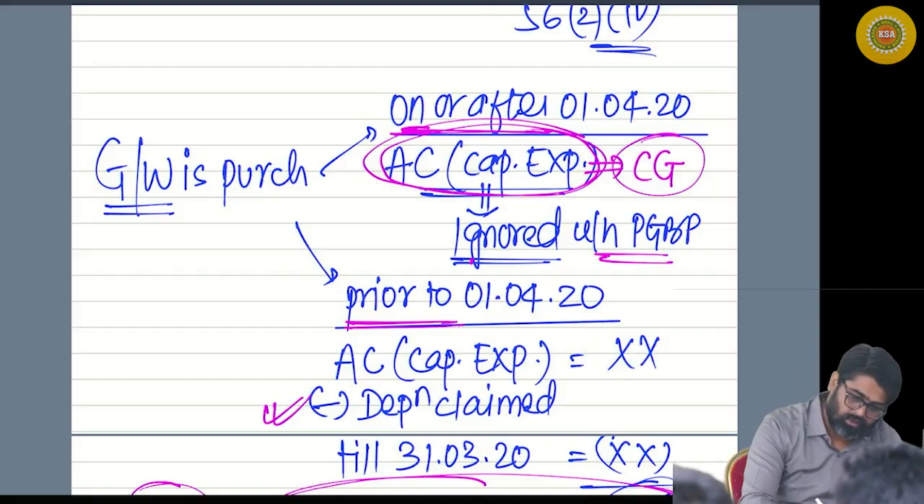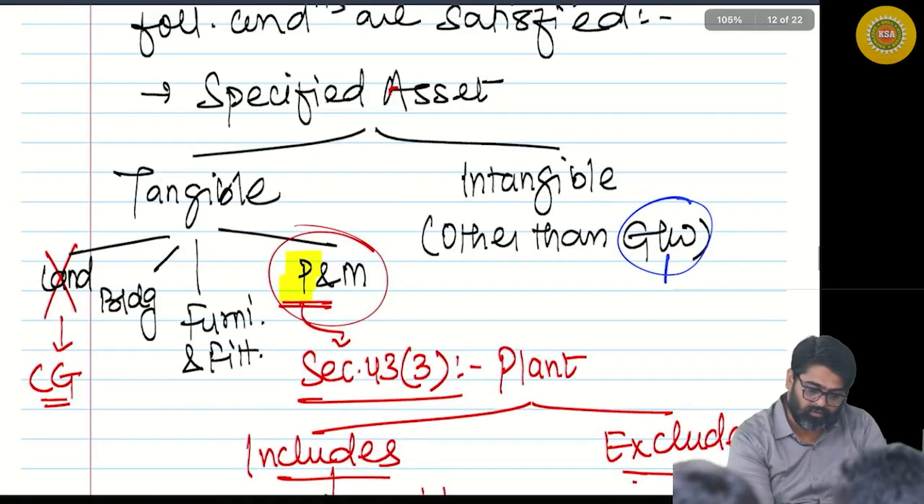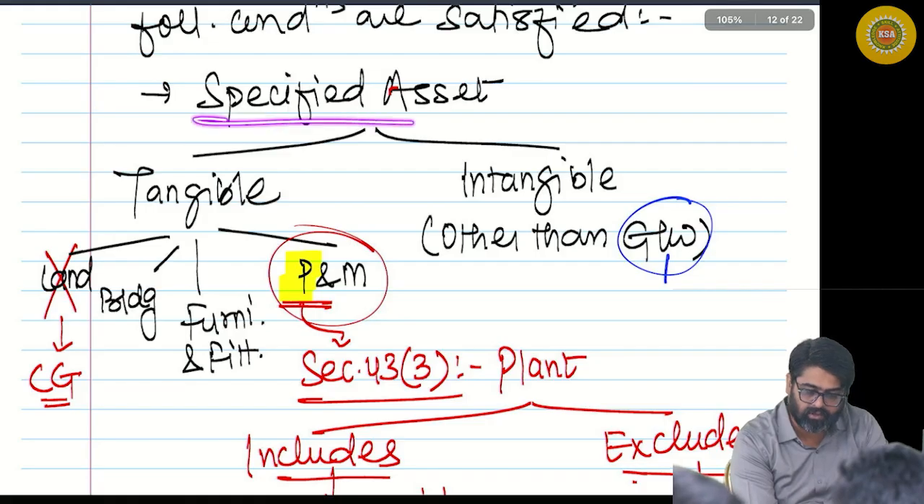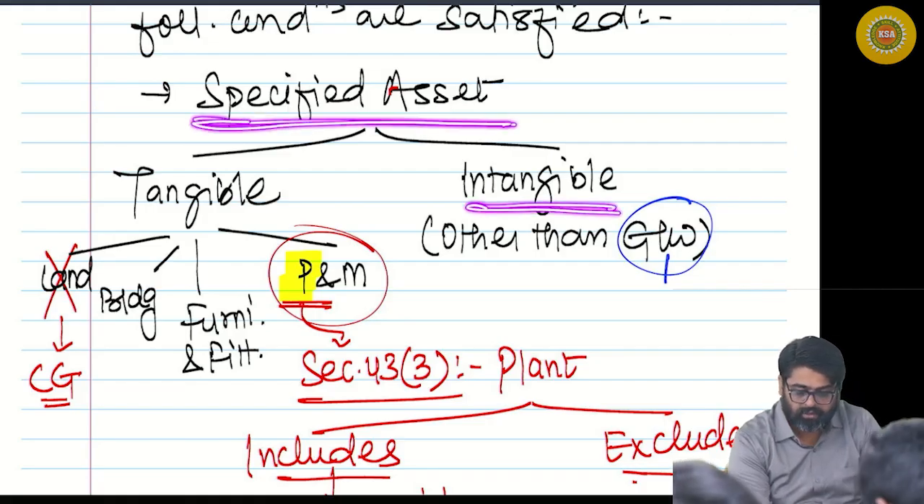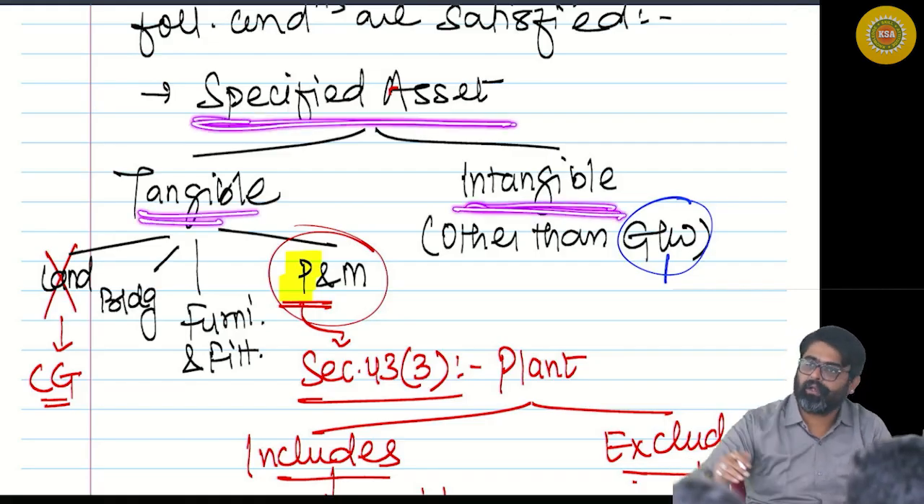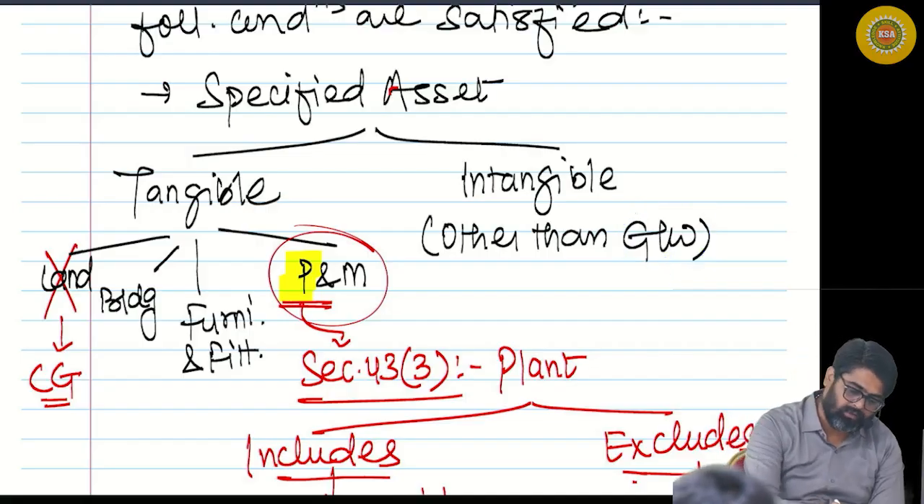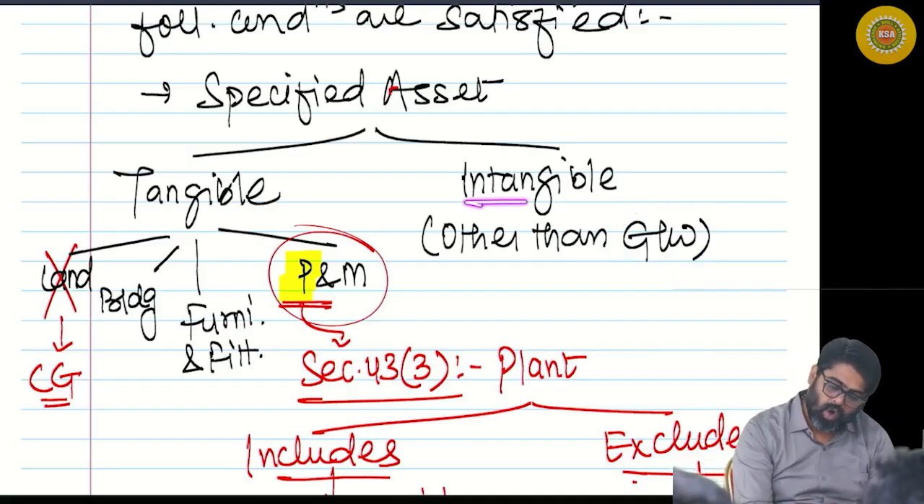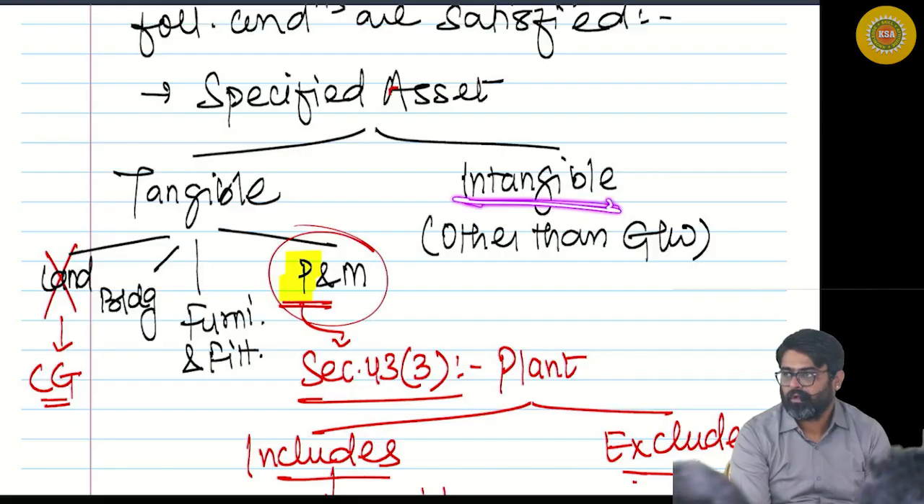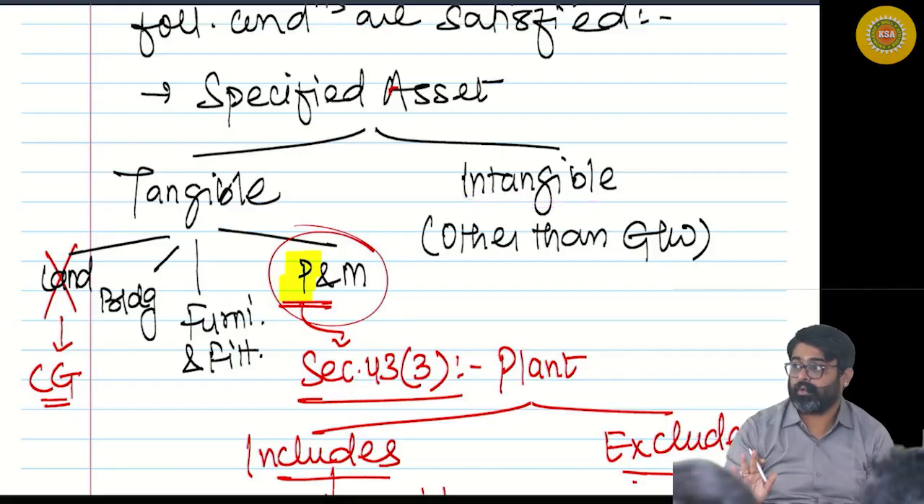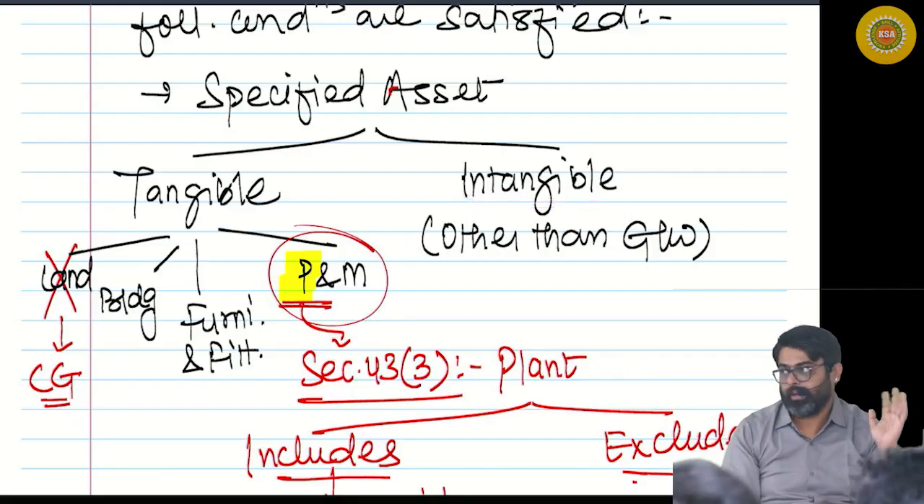Yes or no? Now this was your specified asset. How many types of assets are there in the business? 2. Tangible and intangible assets. Any intangible asset used in your business, take all the intangible assets. What did I say? Take all the intangible assets. Cost of those assets will be allowed in the form of depreciation.